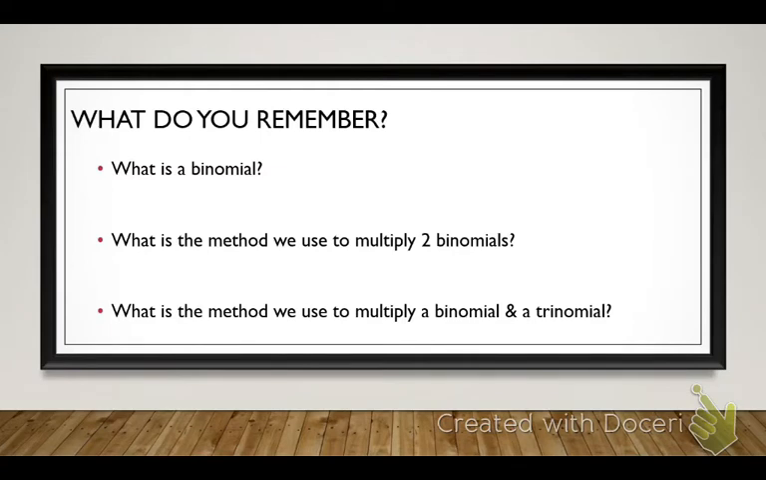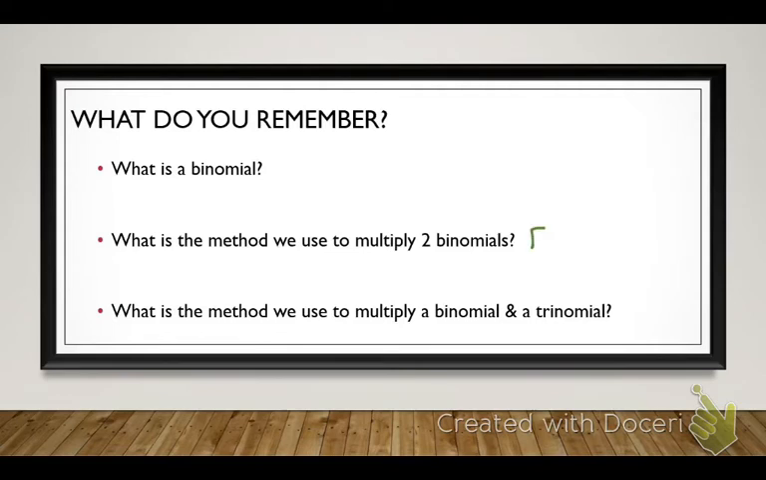So a binomial is a polynomial with how many terms in it? Two terms in it, okay? So these special products only work on binomials. They don't work on trinomials. So what is the method we use to multiply two binomials? It's the acronym used, FOIL. FOIL is the method that we use.